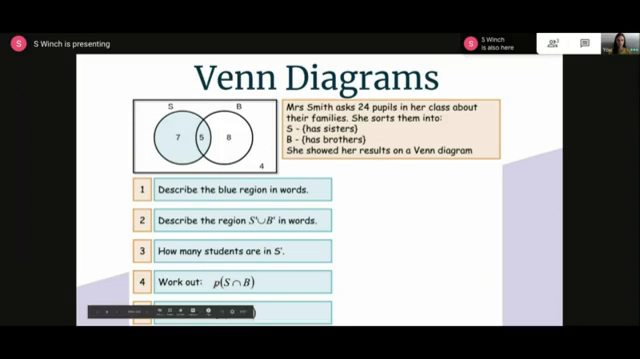Work out P, S, and B. So in other words, P for probability. What is the probability? And we could write this answer as a fraction. What is the probability of having a sister and brother? Therefore, there's 5 people that do have both. If it was a fraction, we'd write it as 5 over 24. So altogether, 7, 12, 20, 24.